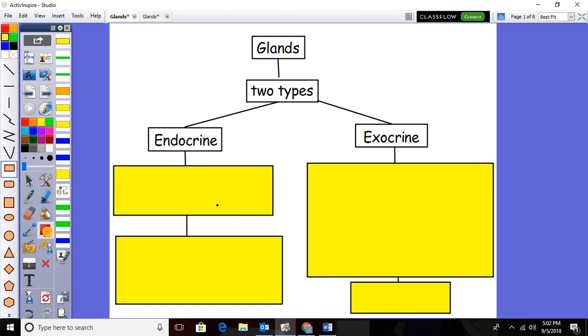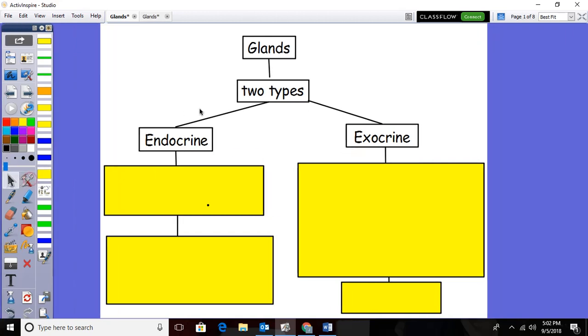In order to learn about glands, you're going to need your 11 by 17 paper that looks like this. You can go ahead and start filling in that there are two types of glands: endocrine and exocrine. If I ever go too fast, you can always just pause the video.